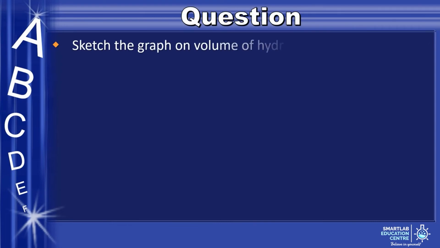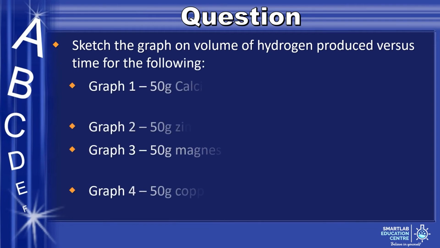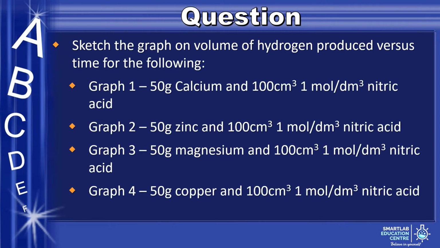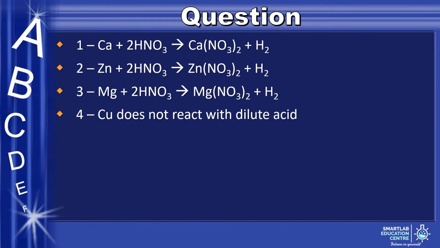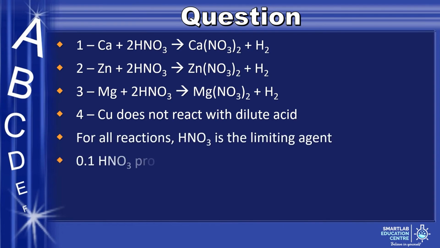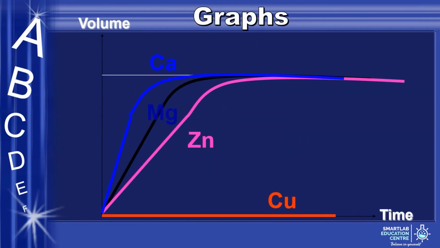Sketch the graph of volume of hydrogen produced versus time for the following reactions as seen below. The following are the reactions that the metals have with acids, however do note that copper does not react with dilute acid. For all the reactions, nitric acid is the limiting agent. 0.1 mole of nitric acid produces 0.05 mole of hydrogen. Therefore, these will be the graphs as previously discussed, with the most reactive metal having the steepest initial gradient, and since copper does not react, there will be no hydrogen produced.